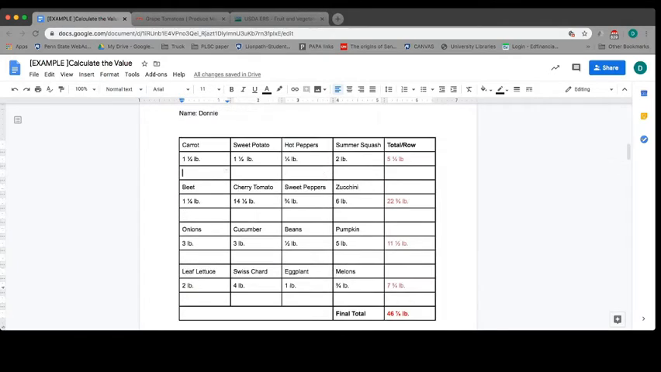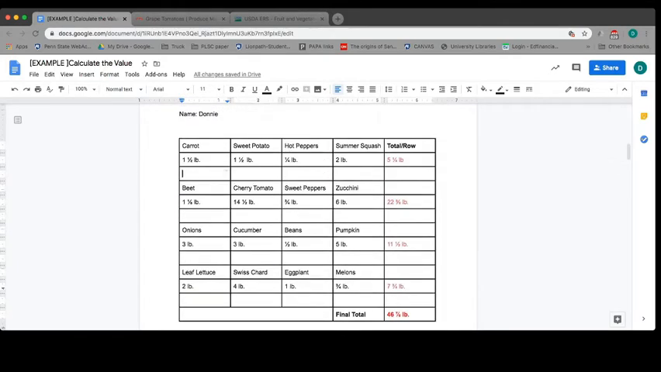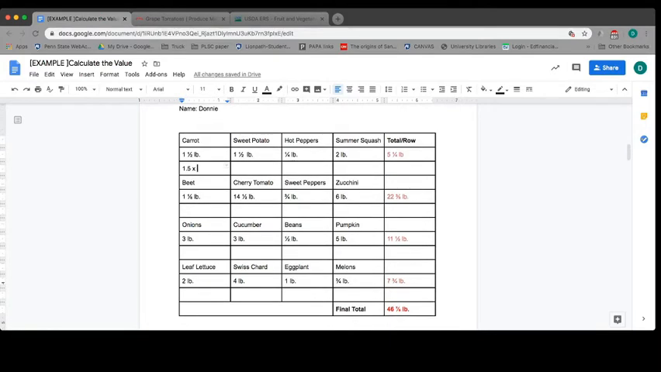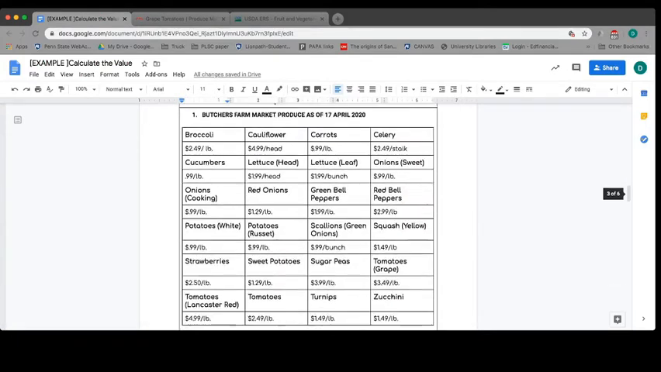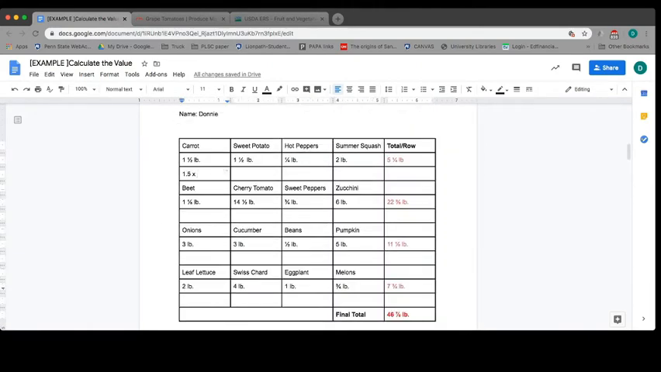My first vegetable up here is carrots, and according to average yields, I should grow about 1.5 pounds of carrots per square foot. I'm going to go 1.5 for my 1.5 pound value multiplied by the price that someone would pay for a pound of carrots. I'll scroll down to Stacy's list and it says 99 cents a pound. Don't forget to put your decimal. You don't want this to accidentally be $99. So 1.5 times 0.99 equals, and that's going to give us the value of our carrot crop.